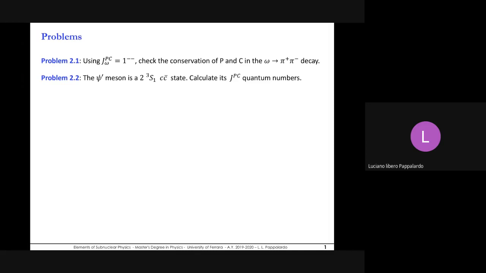The psi prime meson is a 2 S 1 3 c c-bar state. Calculate its J P C quantum numbers.